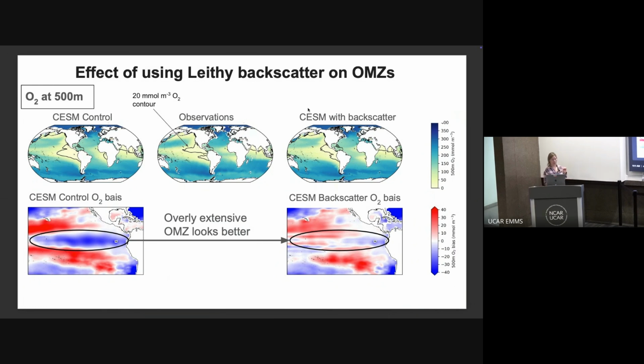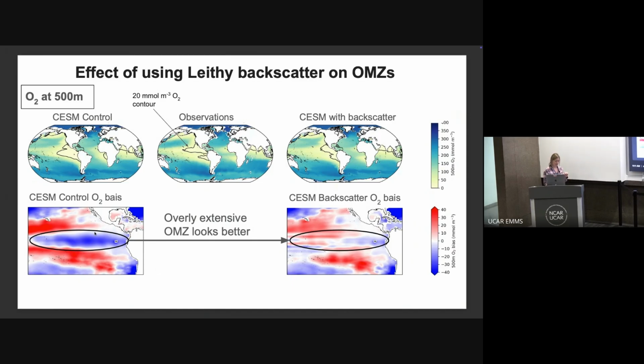And we can see that before adding the backscatter, the oxygen minimum zone is getting really big. This is more like what was in CESM2. The observations from World Ocean Atlas are in the middle, and CESM with the backscatter parameterization is on the right. So we can see that this is really helping that big OMZ. It's not perfect, but it's a big improvement.